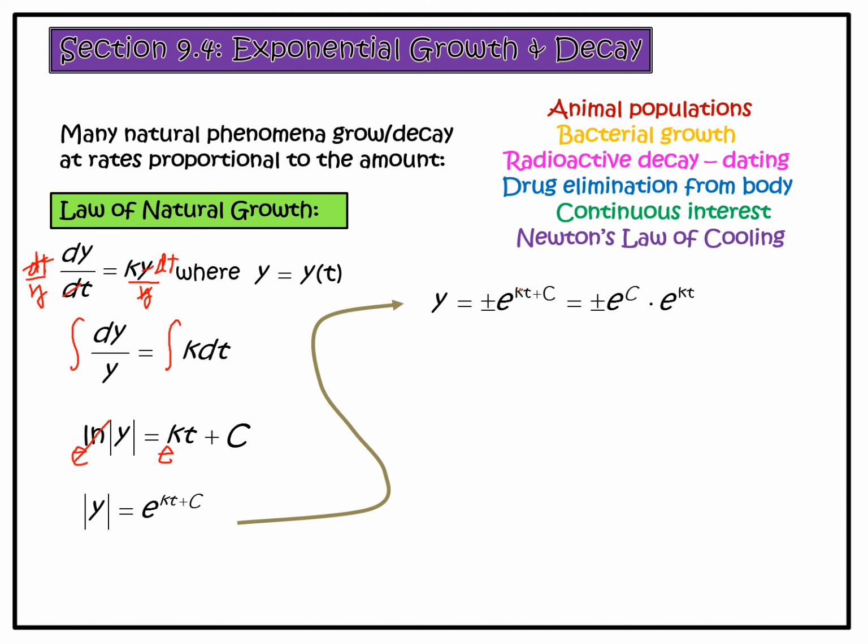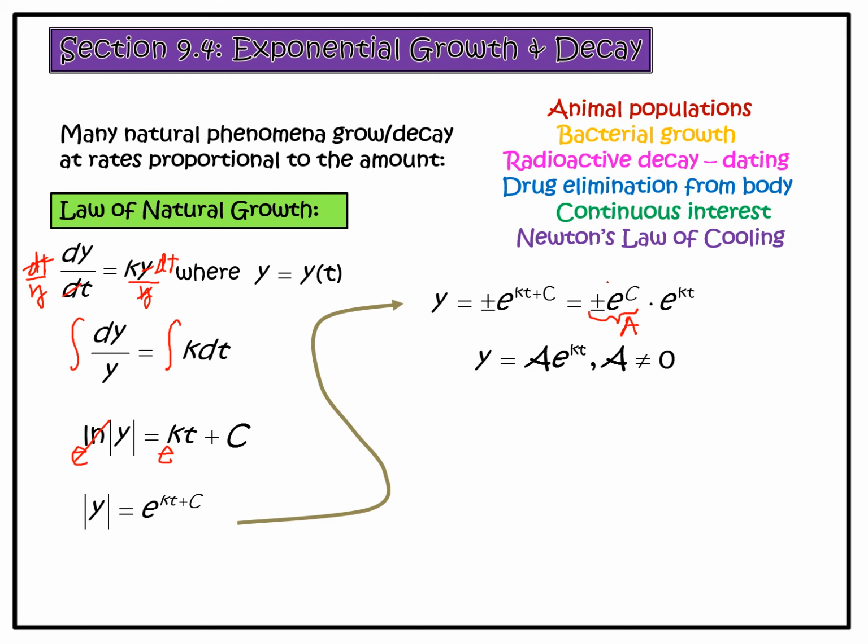So the first thing I did was get rid of the absolute values. And then next, we split the exponent, which comes from this multiplication, e to the c times e to the kt. Well, this constant here, plus or minus e to the c, we're going to rename and call it A, for amount. So that gives us y equals A e to the kt. And notice that A is not equal to 0 because e to the c is always positive and the plus or minus would be positive or negative.